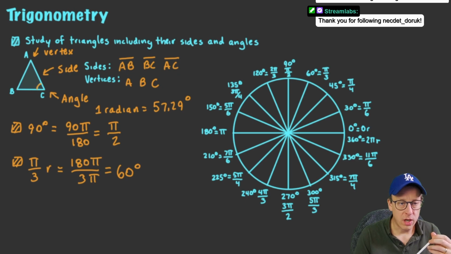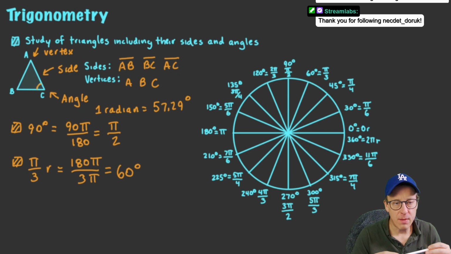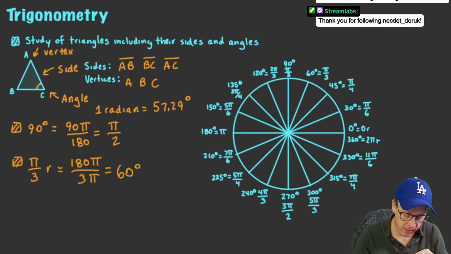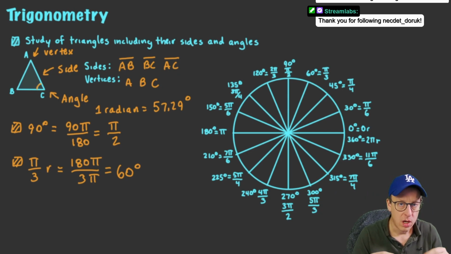If you want to convert to revolutions, all you need to do is divide by 360 degrees, because the distance around a circle is indeed 360 degrees. Or you would multiply by 1 over 2π for radians.